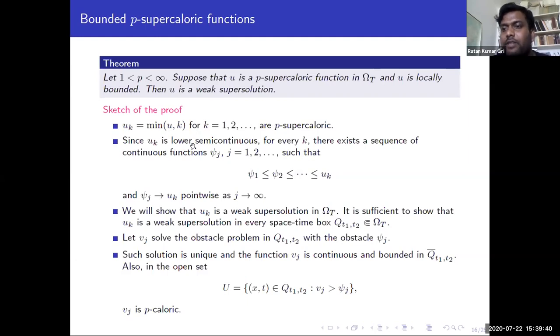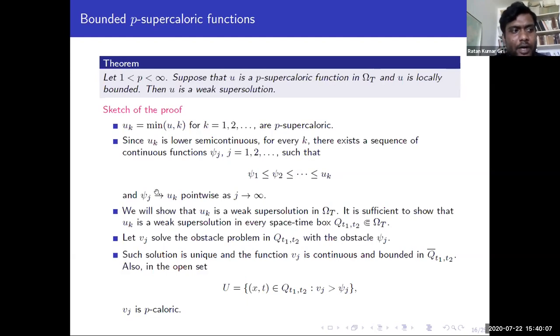Since p-supercaloric functions are lower semicontinuous, we can approximate it by a sequence of continuously increasing functions. Now you solve the obstacle problem for each such function, and you will get a super solution. Now take the limit. That is how the theorem is proved.